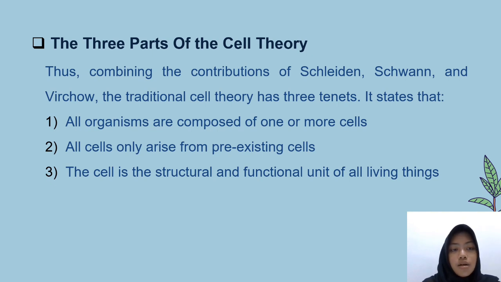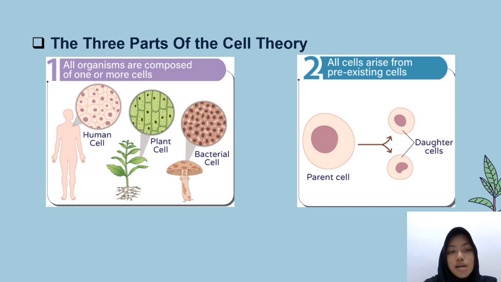Thus, combining the contributions of Schleiden, Schwann, and Virchow, the traditional cell theory has three tenets. It states that one, all organisms are composed of one or more cells, and then two, all cells only arise from pre-existing cells, and then third, the cell is the structural and functional unit of all living things.